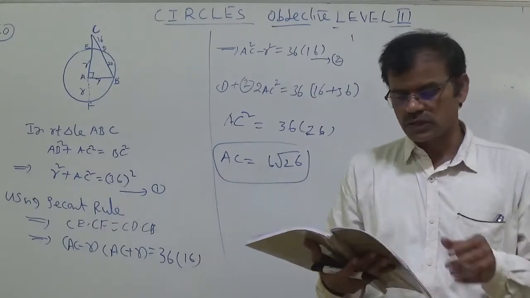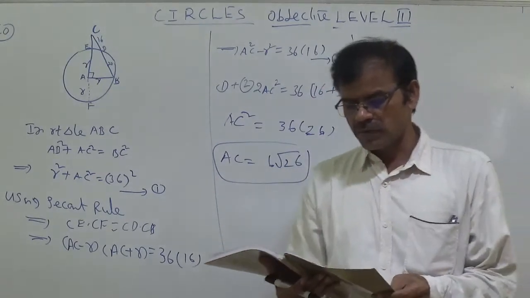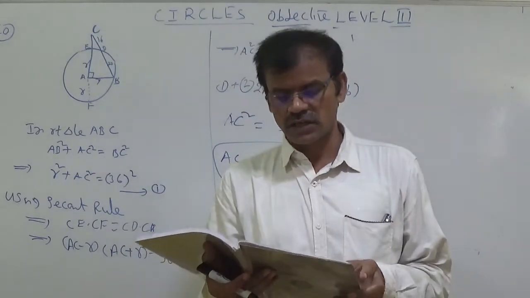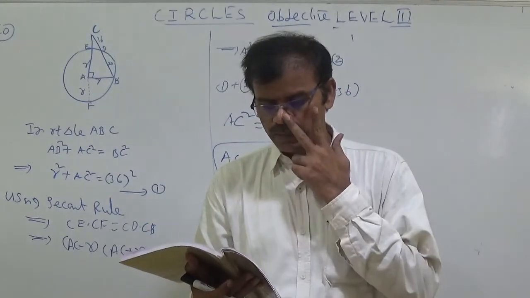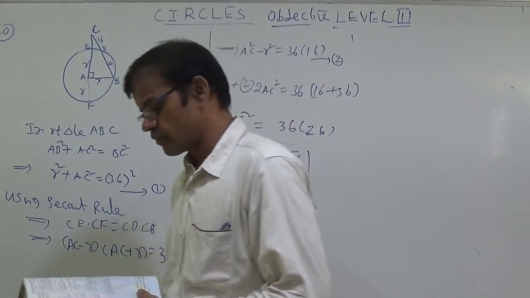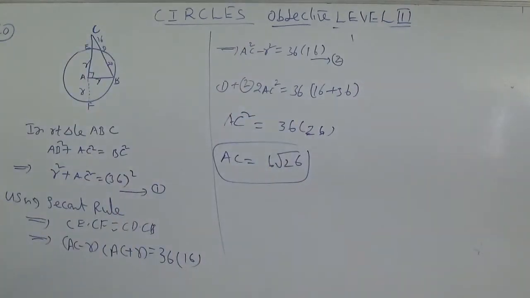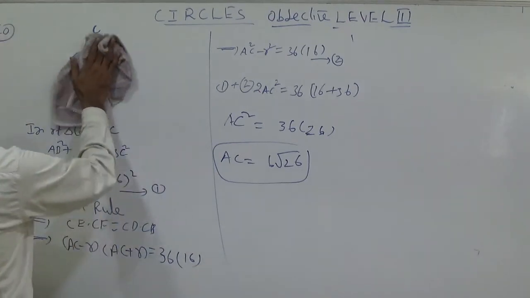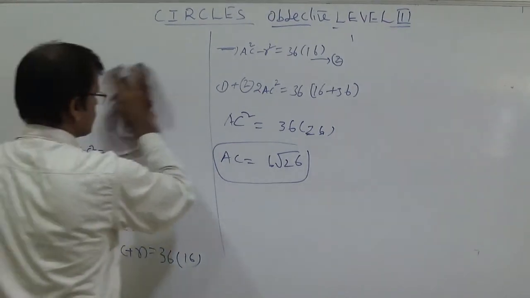Next, the 21st question. A chord of a circle passing through the origin subtends an angle tan inverse of 7 by 4 at the point where the circle meets the positive y-axis. Then we should calculate the equation of the chord. Before going to discuss the 21st sum, we should discuss the concept of the 21st question.